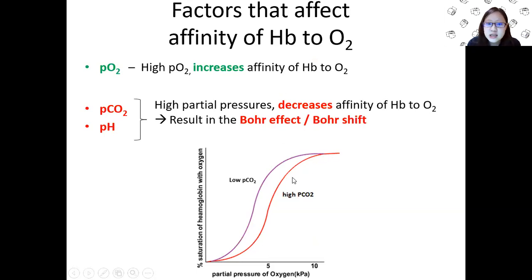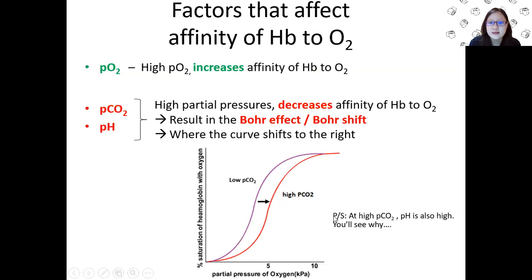Now, when it decreases in affinity, the curve would shift to the right, resulting in this second curve here. So this curve, purple color, is low in partial pressure of carbon dioxide, so like usual. But here, when there's a higher partial pressure of carbon dioxide, the curve is shifted to the right. Now, pH is not shown here, but you can assume that pH is also affected when there is high partial pressure of CO2, and you'll see why later on.